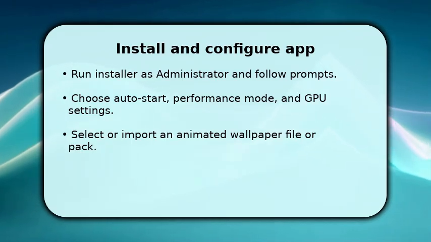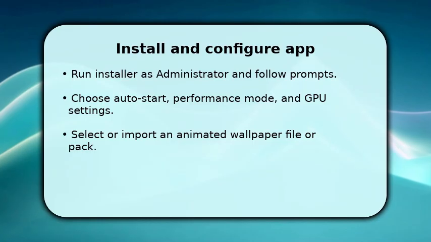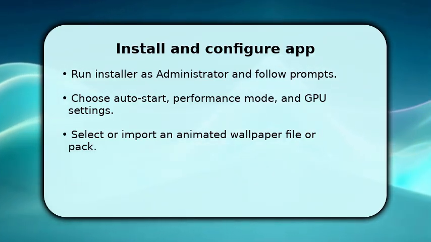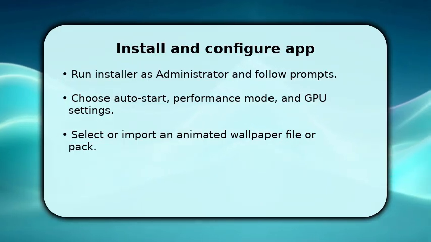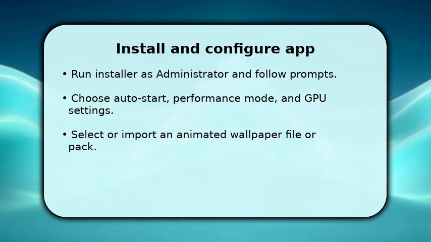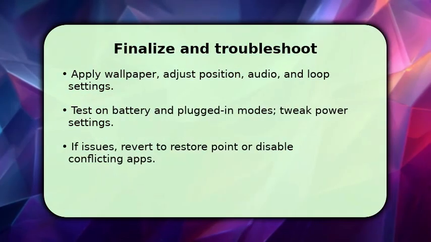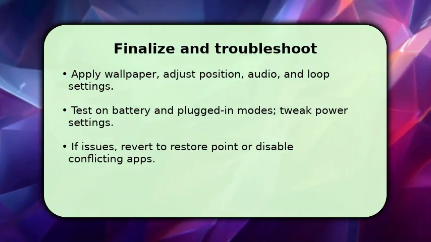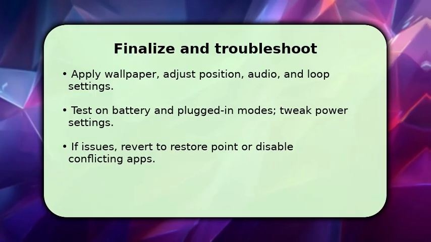Now import or select an animated wallpaper file or pack, then preview it. If animations stutter, reduce frame rate or choose lower quality. These changes you finalize by applying the animated wallpaper and adjusting position, audio levels, and loop behavior so it fits your desktop layout. Once applied, test with battery and plugged-in modes.